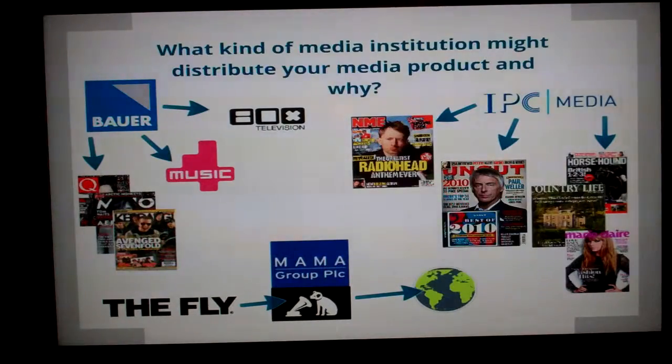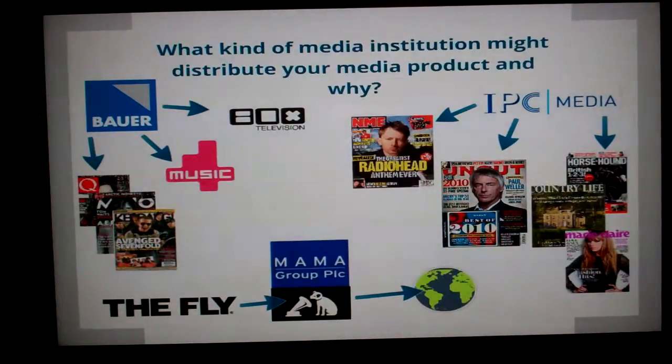I have researched three distribution paths: Bauer Media and IPC, and I have also looked into the way that the Fly gets distributed. Bauer Media is a company that is based in Germany and distributes many types of media text, ranging from specific lifestyle magazines to radio stations and mainstream UK television channels such as 4Music and Box TV. The company also distributes music magazines such as Q, Kerrang and Mojo magazine.